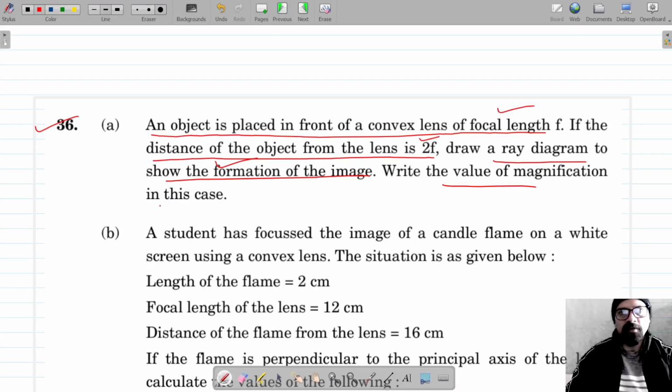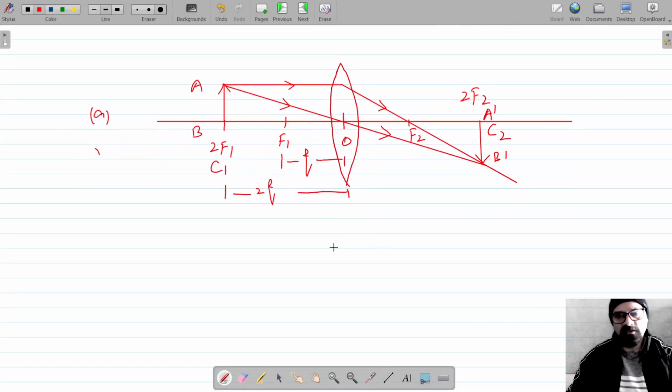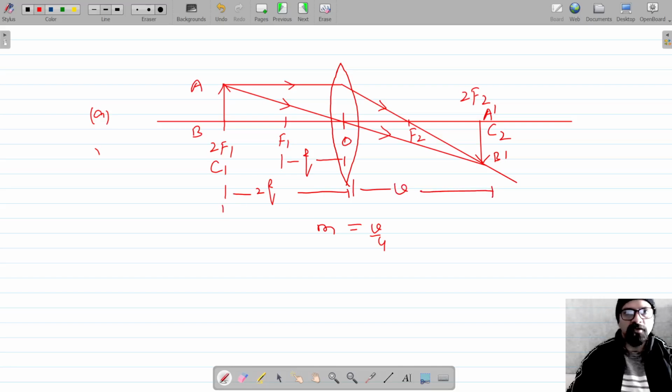Write down the value of magnification. Now we know that the magnification in case of a lens is given by V by U. Here the image distance is 2f and the object distance is 2f. So both are 2f, which means the image distance and object distance are the same. So the magnification here is -1.